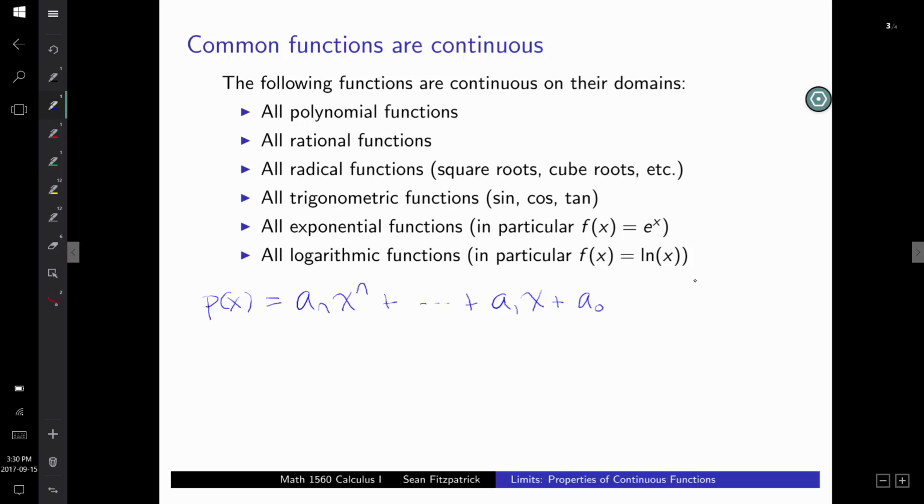Remember, every polynomial involves powers of x multiplied by some constants and then added together, right? So it might be a linear function, it might be quadratic, cubic, right? There might be an x squared, x cubed term in here. I'll try to write down a general polynomial. So if you try to take the limit as, let's say, x approaches c of p of x, right? Well, the limit laws say you can take the limit term by term, right? Limit of a sum is the sum of the limits.